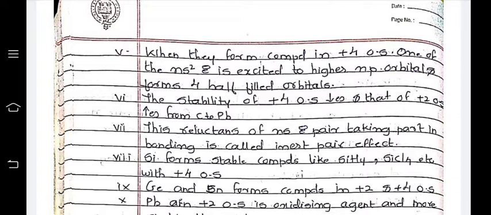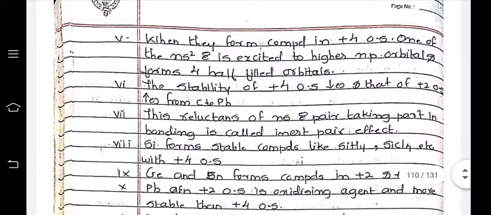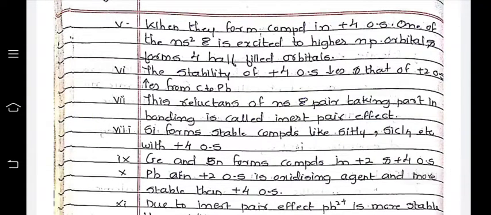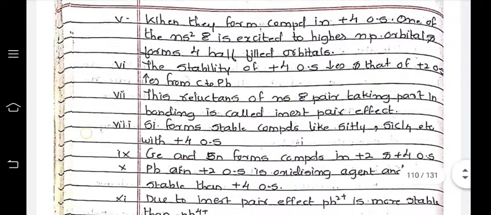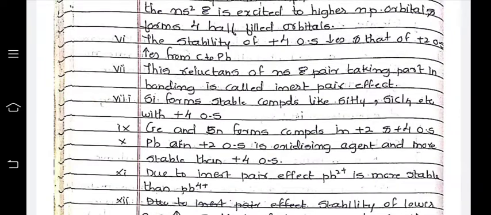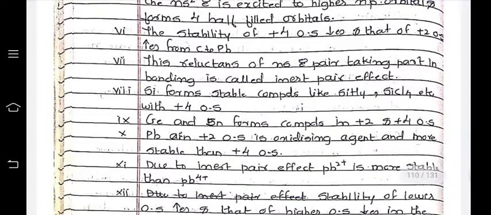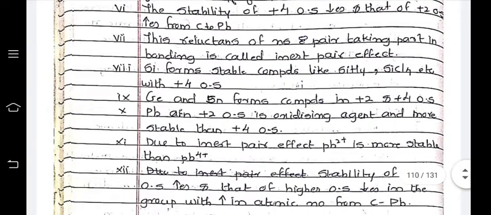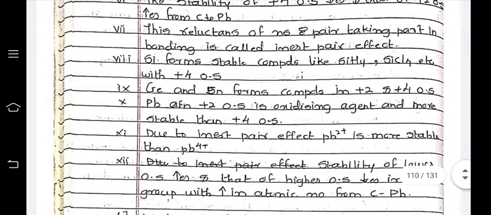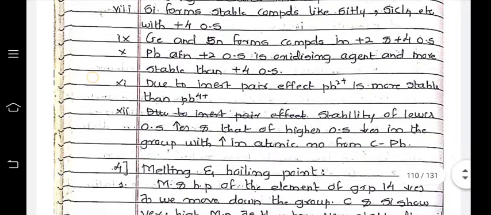When they form compounds in the plus 4 oxidation state, one of the ns2 electrons is excited to a higher np orbital, forming 4 half-filled orbitals. The stability of the plus 4 oxidation state decreases and that of the plus 2 oxidation state increases from carbon to lead. This reluctance of the ns electron pair to take part in bonding is called the inert pair effect.